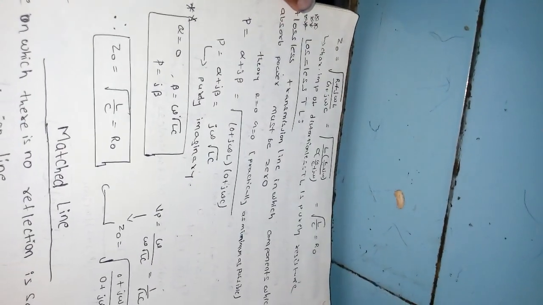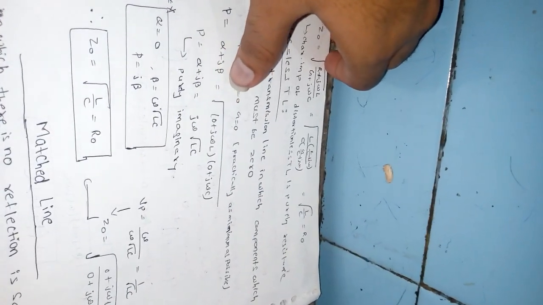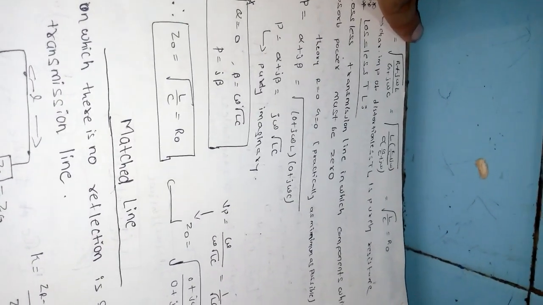Next we have the lossless transmission line. In a lossless transmission line, the components which absorb power must be zero, that is resistance and conductance are the ones which absorb power, so if they are zero, it is called a lossless transmission line. So P equal to alpha plus j beta equal to under root of (0 plus j omega L)(0 plus j omega C). So P equal to j omega under root LC. It is similar to a perfect dielectric medium.